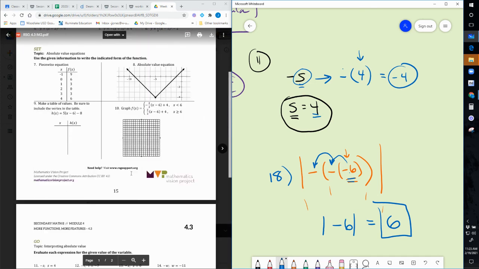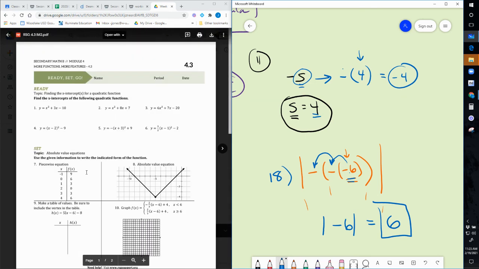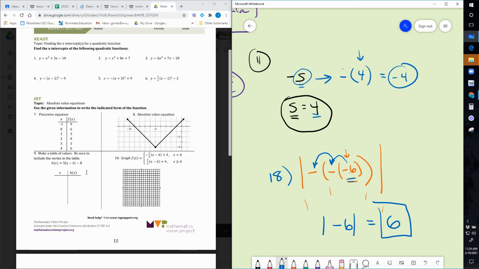All right, guys, that's how you do this entire Ready, Set, Go. Please ask if you're stuck. The most important part is the set. So while you're in class, you guys should really be trying to do the set, because that's the stuff we've been working on in class, and that's what you should be hopefully getting help on if you need it.